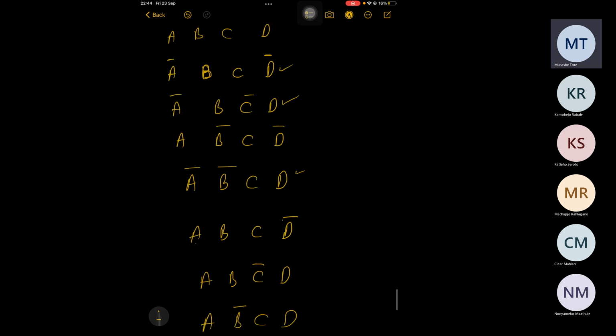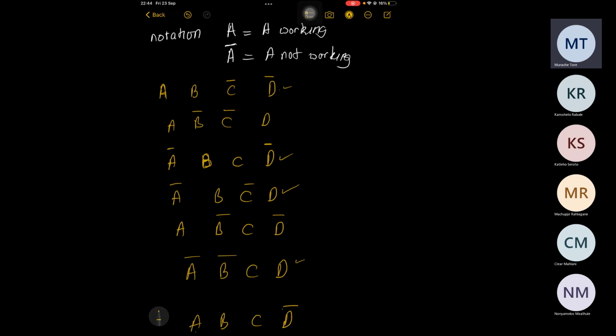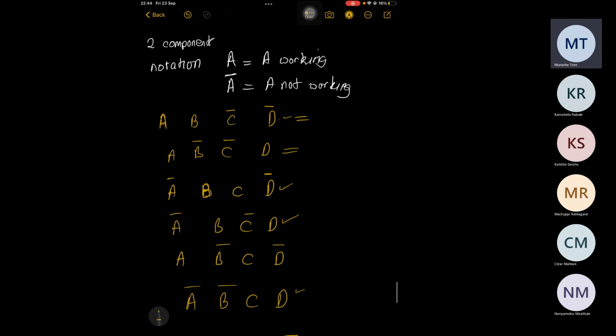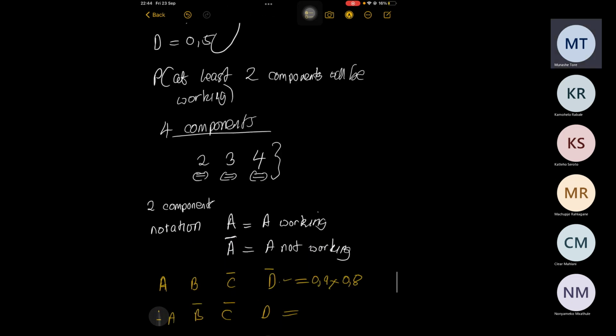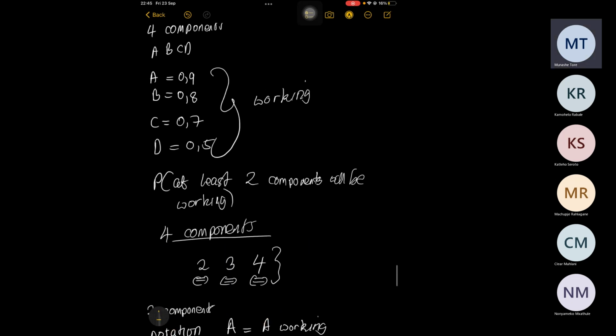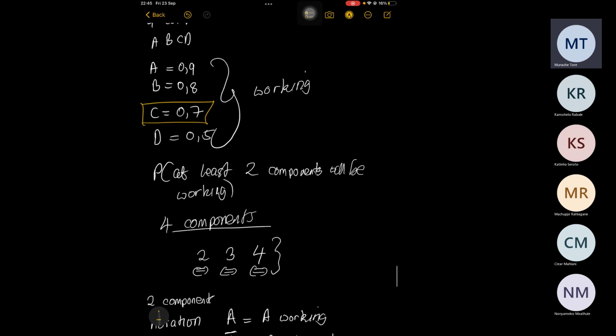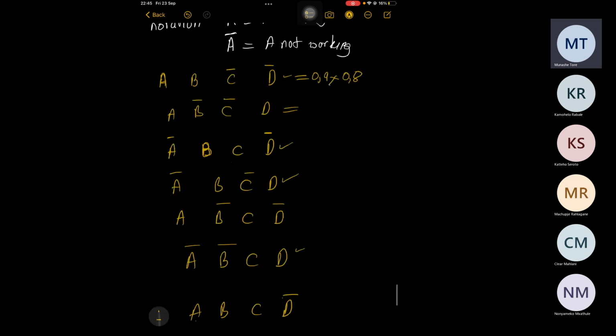1. So now that I've written this, how do you calculate them? It's actually straightforward. You say the probability of A working, we already have it as 0.9, times the probability of B working, we have it as 0.8, of C not working. Keep in mind, we are given the probability of C working as 0.7. So what is the probability of C not working? It's going to be 1 minus 0.7, which is 0.3.